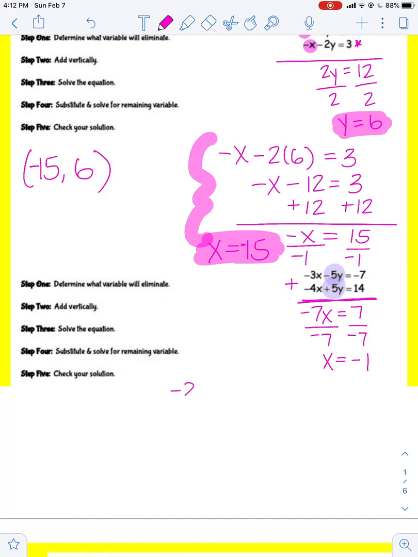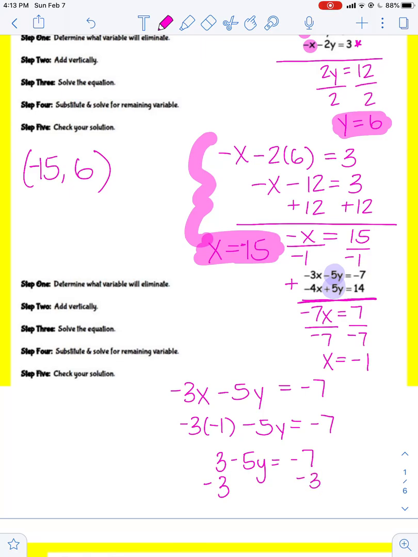So then I'm going to use negative 3x minus 5y is equal to negative 7. I'm going to say negative 3 times negative 1 minus 5y is equal to negative 7. That gives me 3 minus 5y is equal to negative 7. I'm going to subtract 3 from both sides.